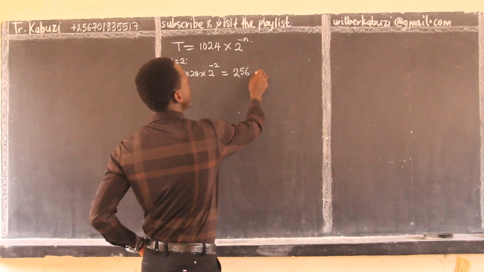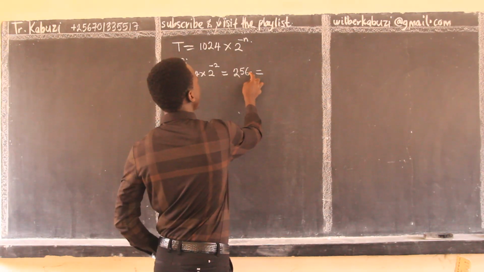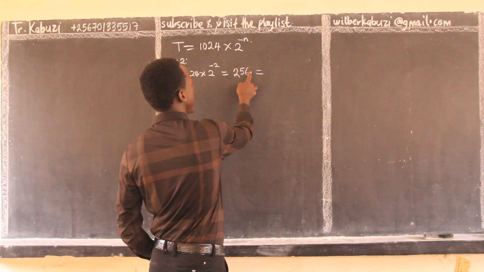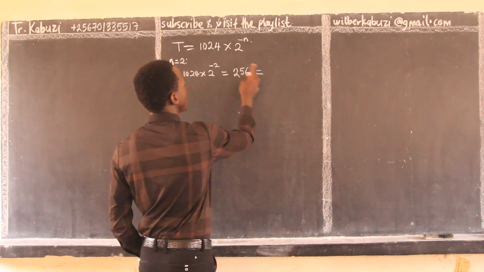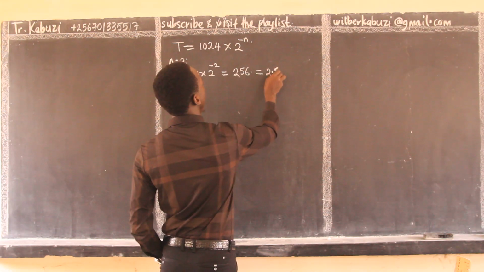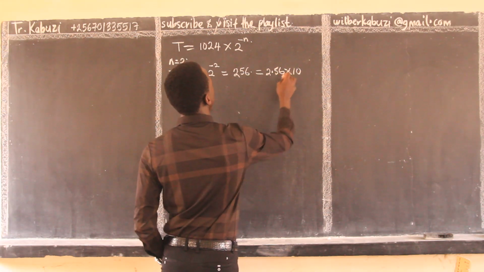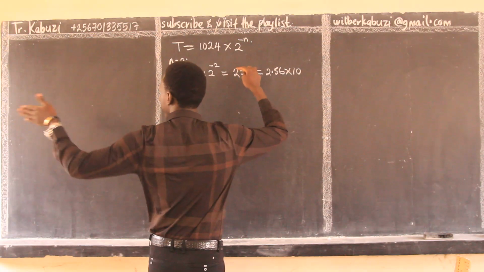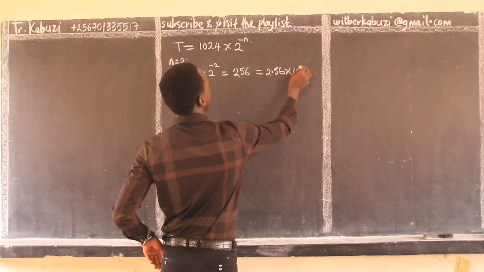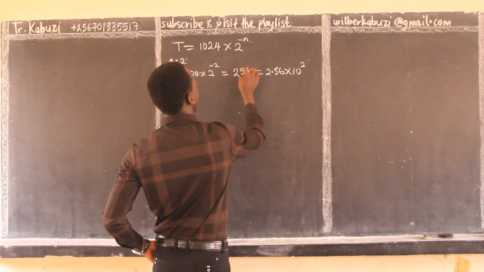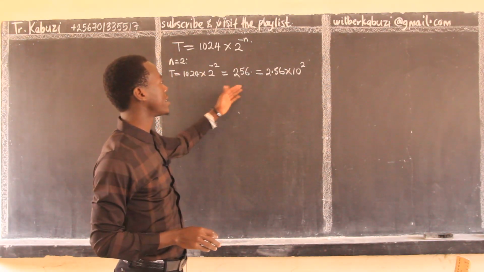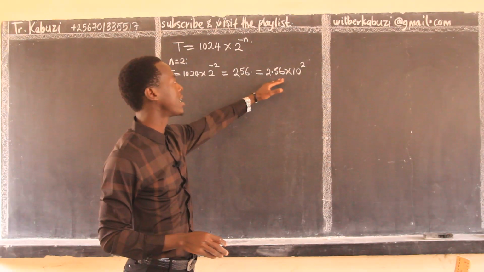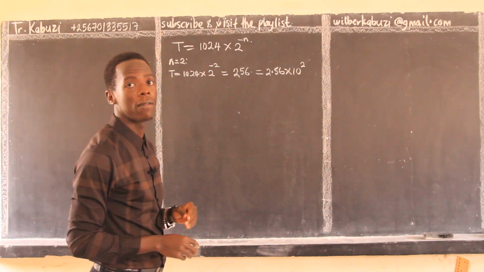Now how are we going to do that? I'm going to move my decimal point 2 places, so this will be 2.56 times 10. If we are moving towards the left, the places are 2, and moving towards the left, we have a positive power. So you have expressed this in standard form. That's the standard form for 2 workers.